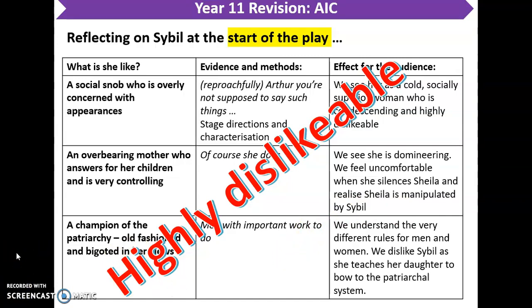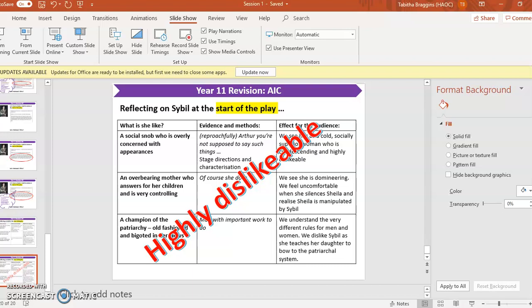Make sure that you have been making notes from today. You've been pausing the screen. If you need to go back and look at any of the moments, do so. This is information that you are going to need when we put together our essay response later in the half term. Thanks for your time today, Year 11.